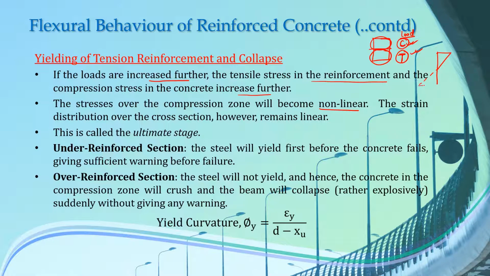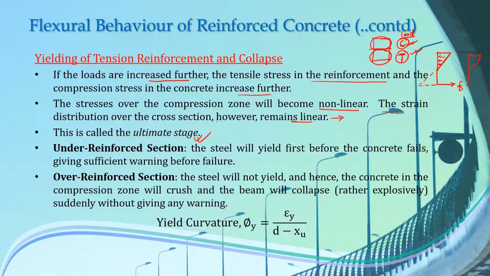If this was our stress diagram at one point, when the concrete in the compression zone was resisting our compressive forces and the steel in the tension zone was resisting our tensile stresses, this is our linear stress diagram, and as the load is increased, now this changes to a non-linear shape. The strain distribution over the cross section, however, remains linear. This is from our assumption of plane sections remain plane after bending.